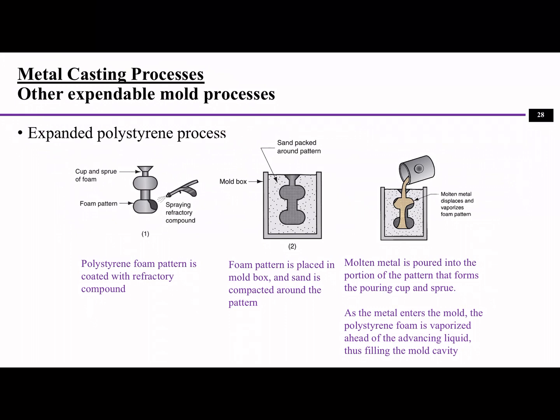So a benefit of this process is that we do not need to create two parts of the mold, and open it, close it. It does not have to be that complex. The only thing we need to do is just create the shape itself, and then we bury it into the sand or the mold material. And then what happens is we just pour the metal. It will start to create the shape, and also the foam will evaporate. So this is what happens.